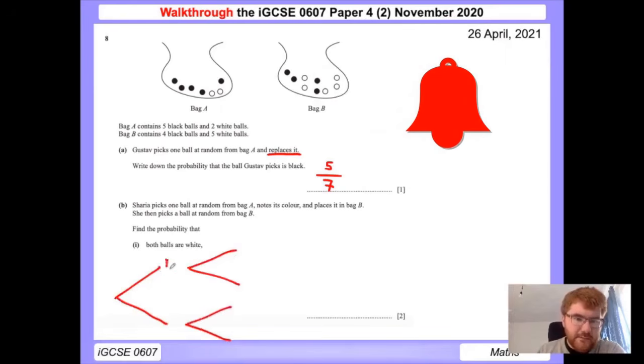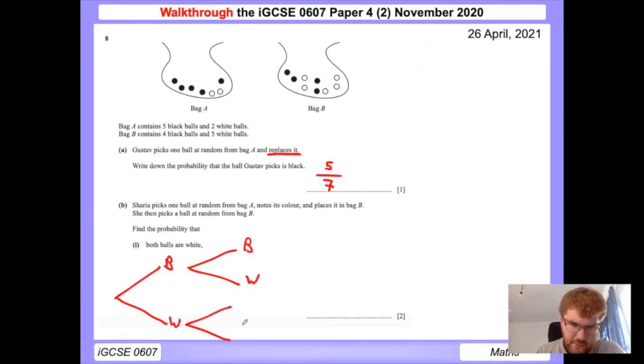So we're going to put in black and white, BW. You could also use B and B dash if you so wish. And we're just going to draw a quick tree diagram. It doesn't have to be the neatest thing in the world, but you do need to have that there. So let's go through. Picks a black ball. Well, we've already done that part, so that's 5/7.